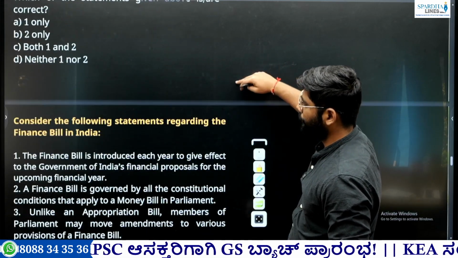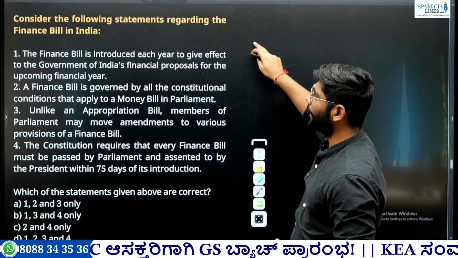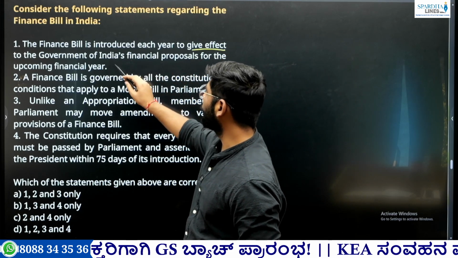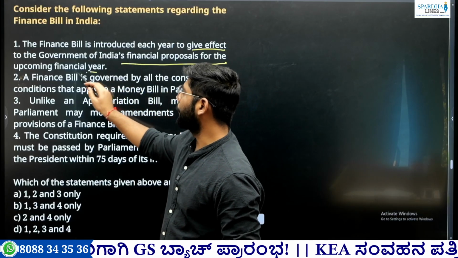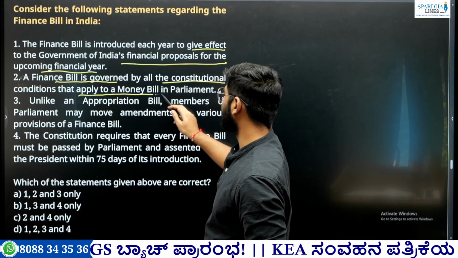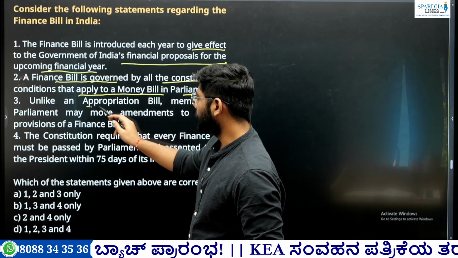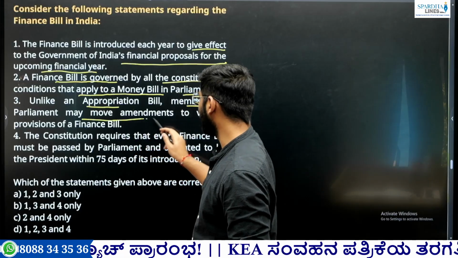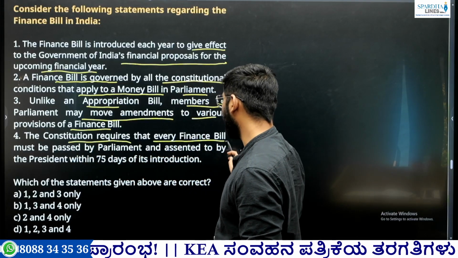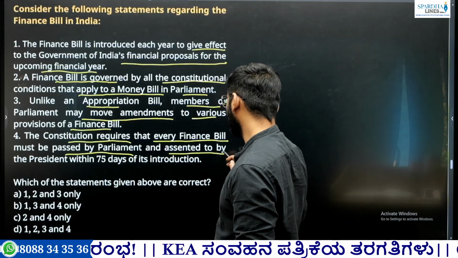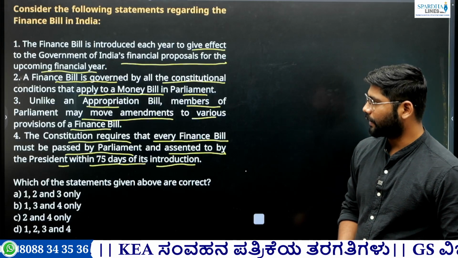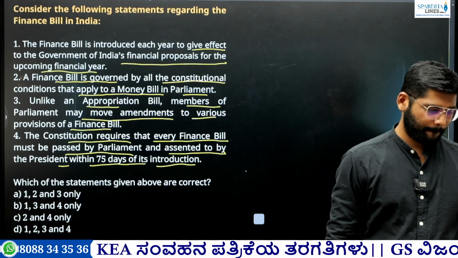Next, consider the following statements regarding the finance bill. First statement says the finance bill will be introduced each year to give effect to the Government of India's financial proposals for the upcoming financial year. Then the finance bill is governed by all the constitutional conditions that apply to the money bill in Parliament. Next, unlike the appropriation bill, members of Parliament may move amendments to the various provisions of the finance bill. Then the Constitution requires that every finance bill must be passed by Parliament and assented to by the President within 75 days of its introduction. Two statements are quite tricky here. Let me know which one is correct.